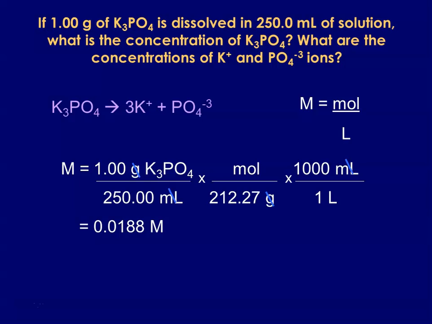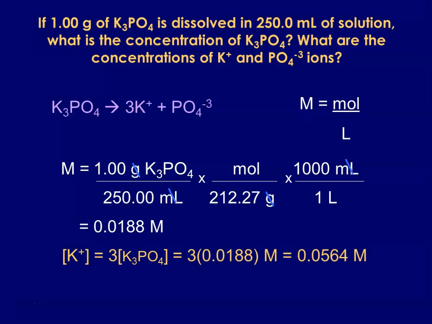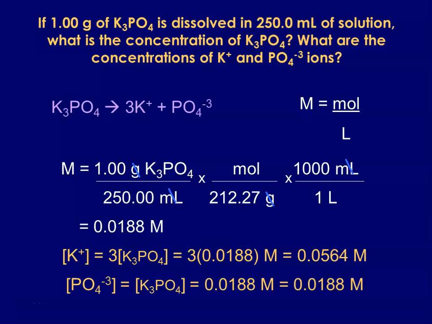Phosphates concentration will be the same as K3PO4's. They're in a 1-to-1 ratio. But potassiums will be 3 times that amount because there are 3 K pluses generated. So its concentration will be 0.0564.